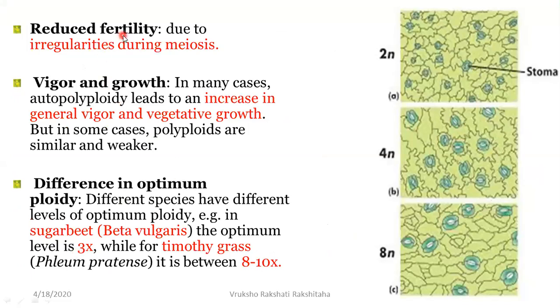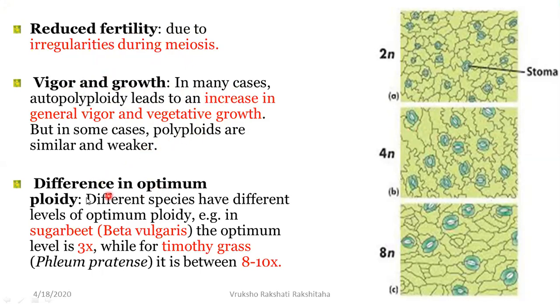Now about fertility. Autopolyploids show reduced fertility. That is mainly due to the irregularities during meiosis. Then what about the vigor and the growth? In many cases, it has been found that this phenomenon of autopolyploidy leads to an increase in the general vigor as well as vegetative growth. But in some few cases, it has been found that the polyploids are similar to diploids or sometimes they are even weaker.